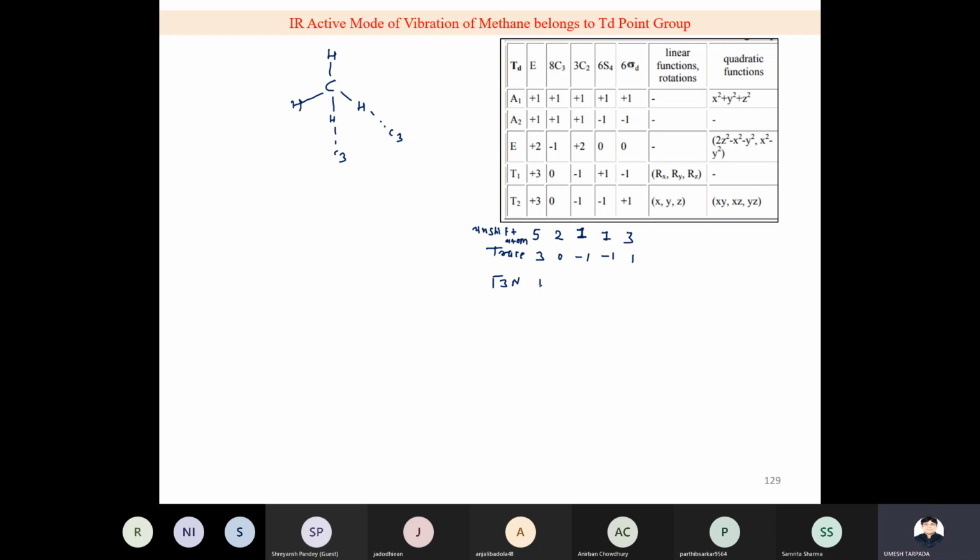So 5 into 3, 15, 0, minus 1, 3. Okay, now you can calculate the number of times A1, A2, A3, all these things, whatever the way we have calculated. Okay, is it clear? The rest you can complete in your free time.